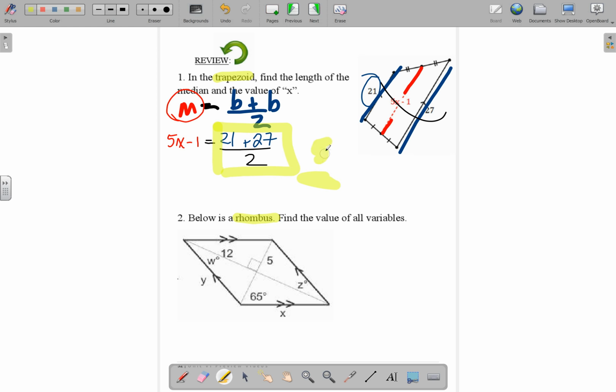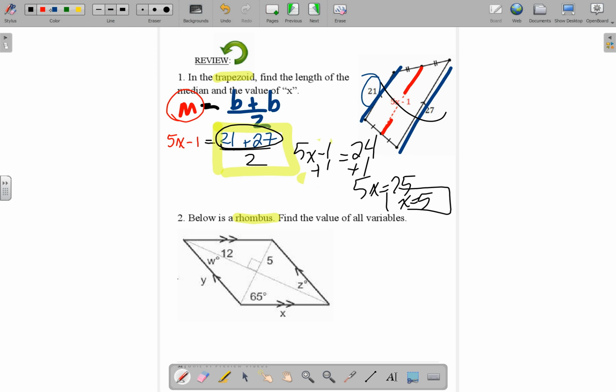That's going to be 5x minus 1 equals, that's 48 divided by 2, which equals 24. So we do plus 1, 5x equals 25, and of course x equals 5. Once you define all lengths, so 5 times 5, that's going to be 24 right there.